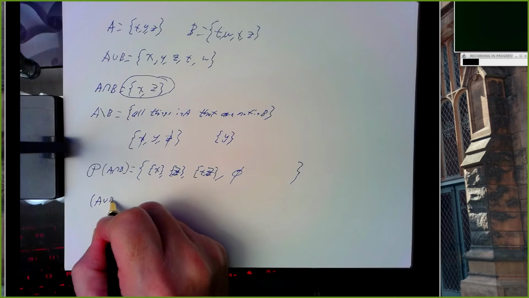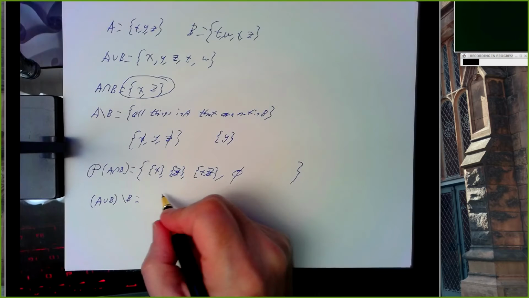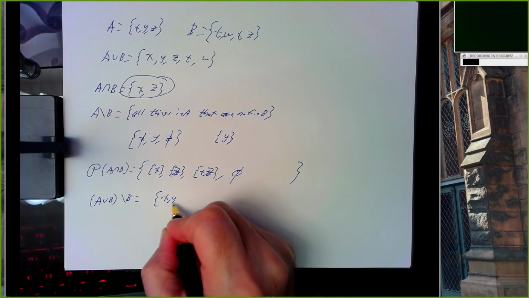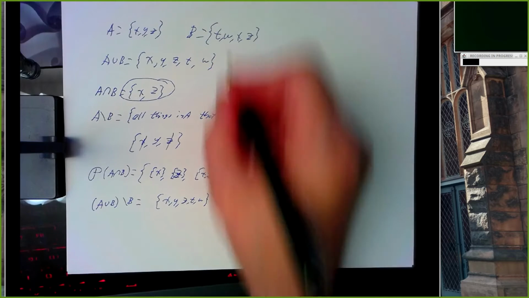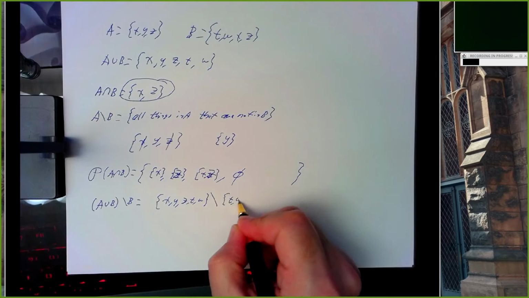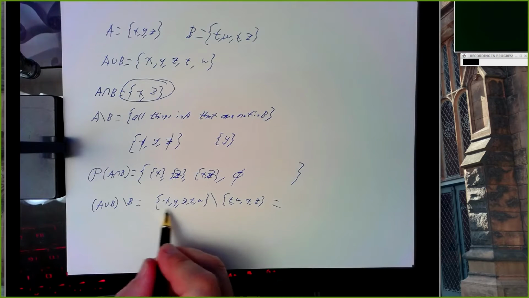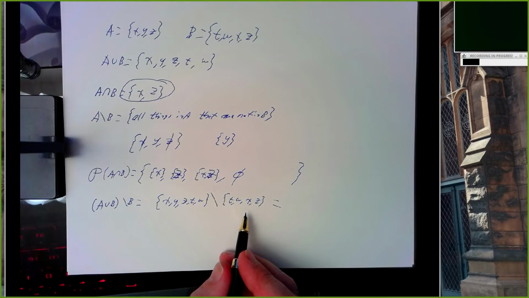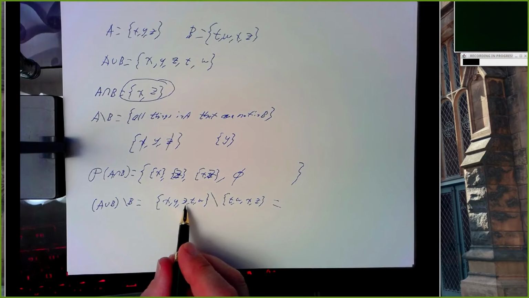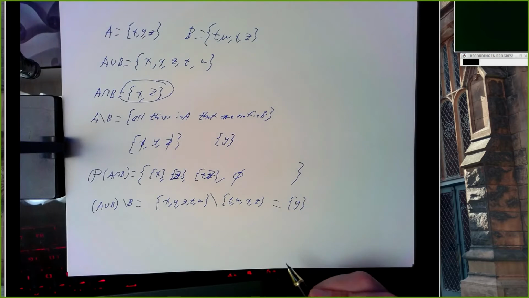And then finally A union B, take away B. Well, A union B is this thing. Take away B, which is TWXZ. So start with this set and throw away anything you find here. That's going to throw away the X and the Z and the T and the W, and this will just leave you with Y.